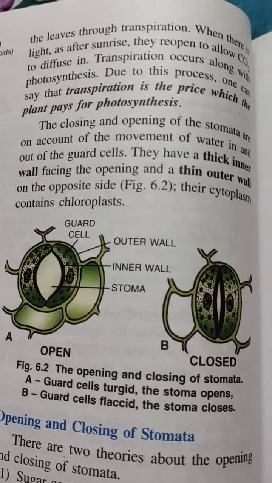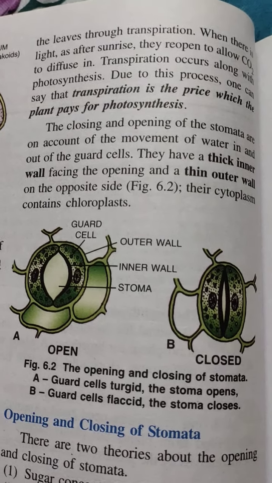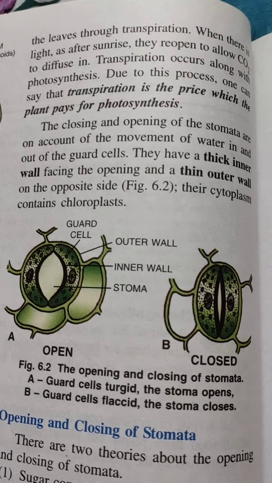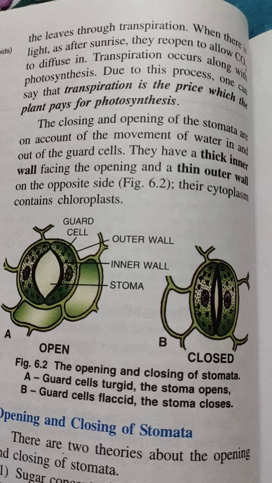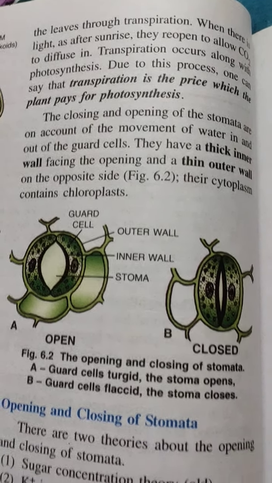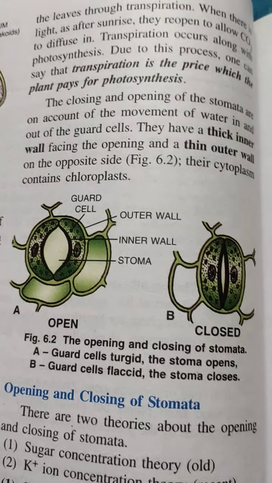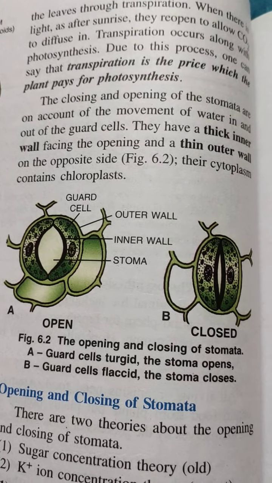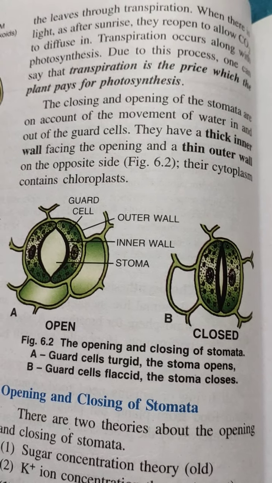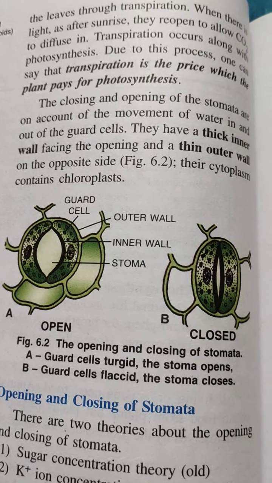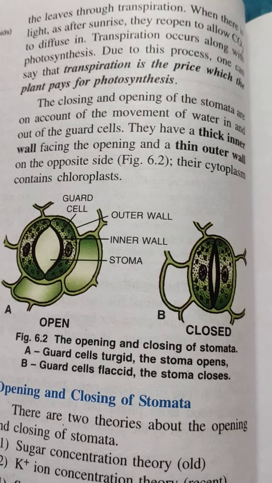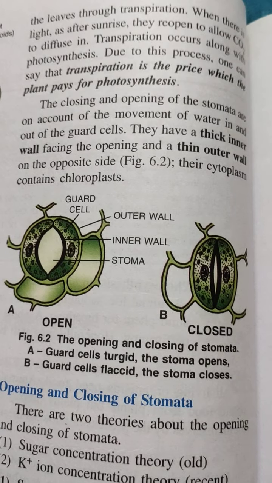Clear? The closing and opening of the stomata are on account of the movement of water in and out of the guard cells. They have a thicker inner wall facing the opening and a thin outer wall on the opposite side. Their cytoplasm contains chloroplast. As we can see in this very clear picture of stomata, one is in the open state, another in the closed state. The closing and opening of the stomata depend on the movement of water inside and outside of the guard cells.